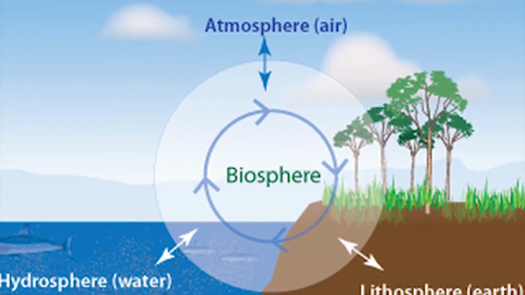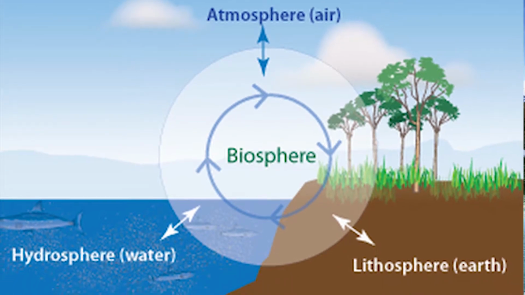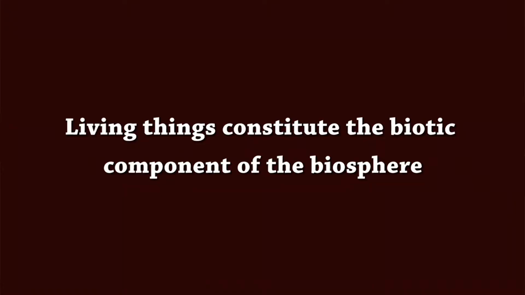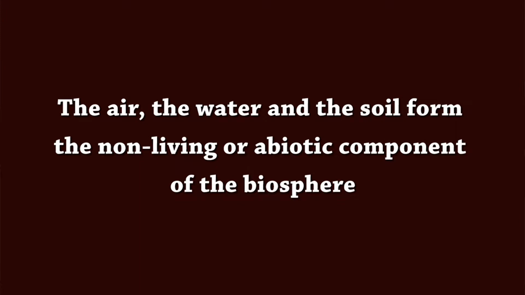This life supporting zone of the earth where the atmosphere, the hydrosphere and the lithosphere interact and make life possible is known as the biosphere. Living things constitute the biotic component of the biosphere. The air, the water and the soil form the non-living or abiotic components of the biosphere. Let's see the abiotic components in detail.